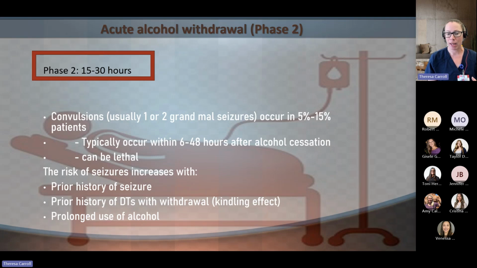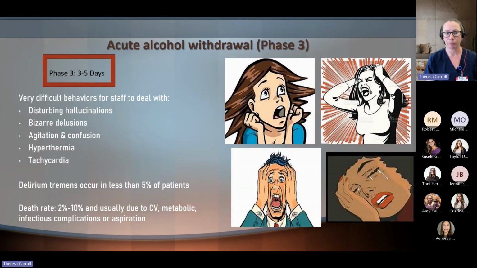If they have had DTs before, we're very, very concerned about seizures, and also about how long they've been using. So if it's more of a binge pattern, we're a little bit less concerned with seizures unless they have epilepsy as well. But if it's a really sustained use pattern, and they've been drinking alcohol for many, many months or years, then we're much more concerned about seizures as well.